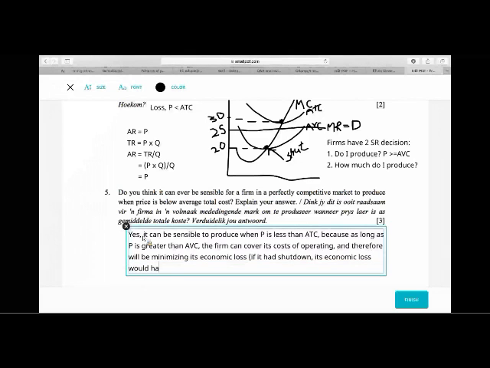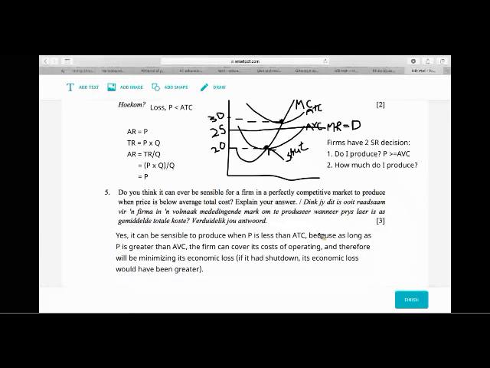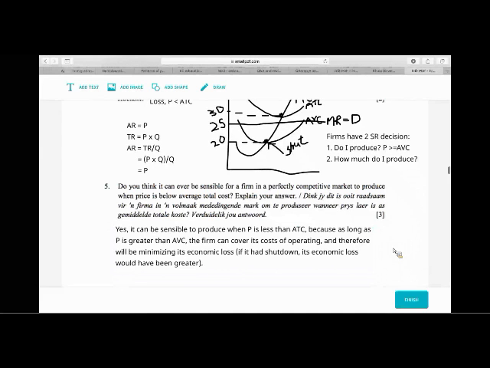So it can make perfect sense for firms to operate with losses, because that loss that they are operating with is smaller than if they had chosen to not produce at all.